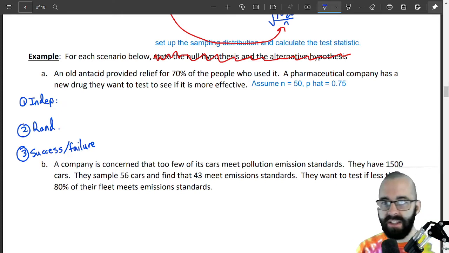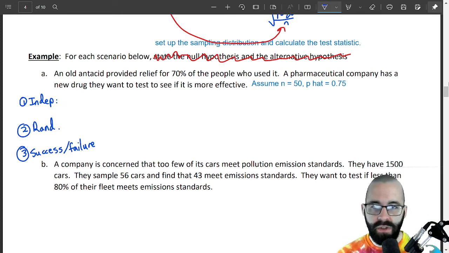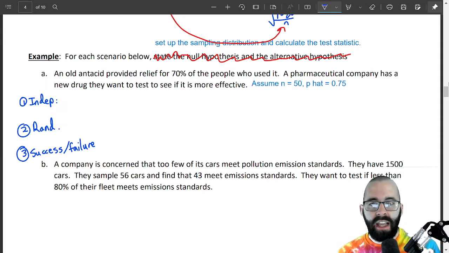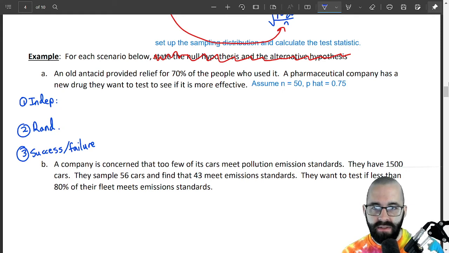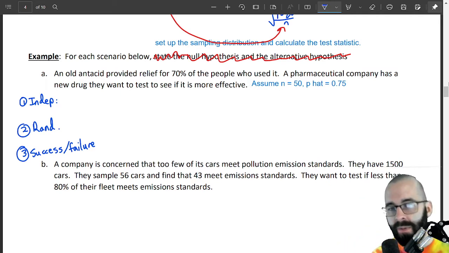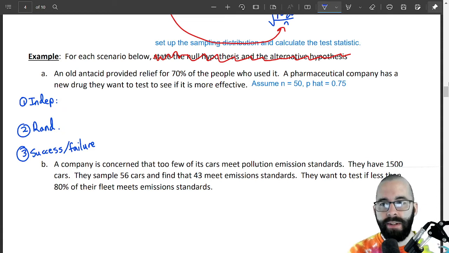We have to check all of these before we even set up a sampling distribution. If we don't have all of these, we can't set up a sampling distribution. Since we're looking at proportions, we'll use the proportion conditions. But if we had to look at means, we'd have to go back into unit 6 and check the central limit theorem for means, for the sampling distribution of means.